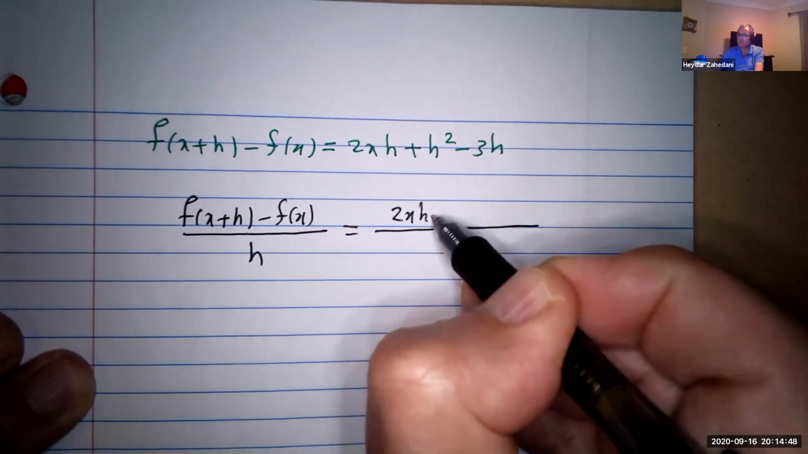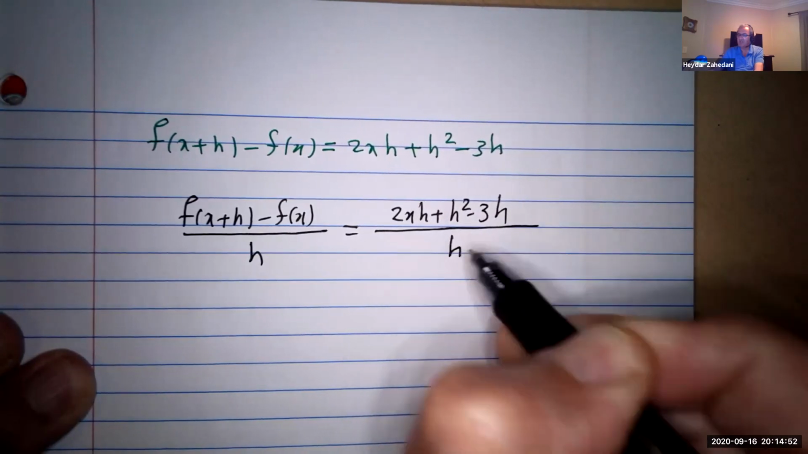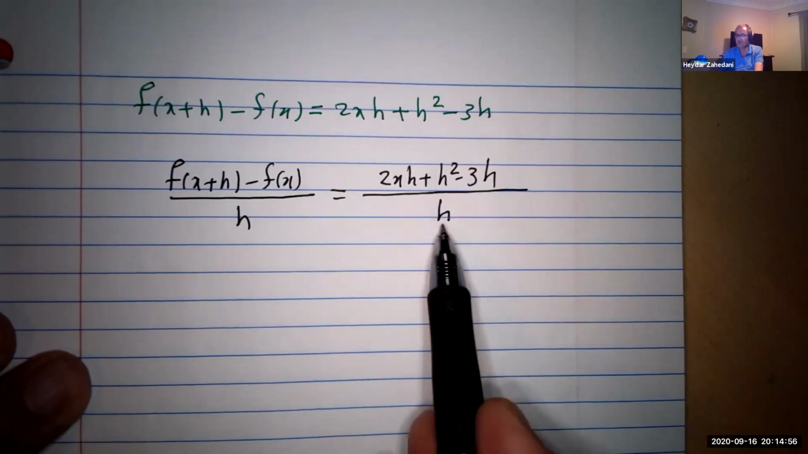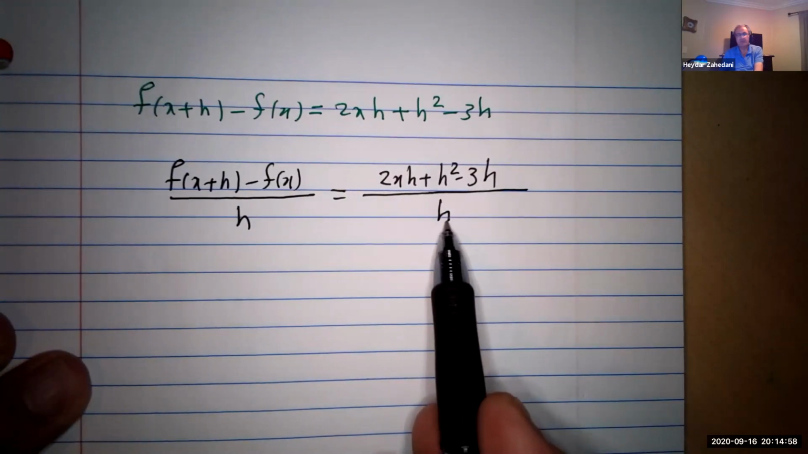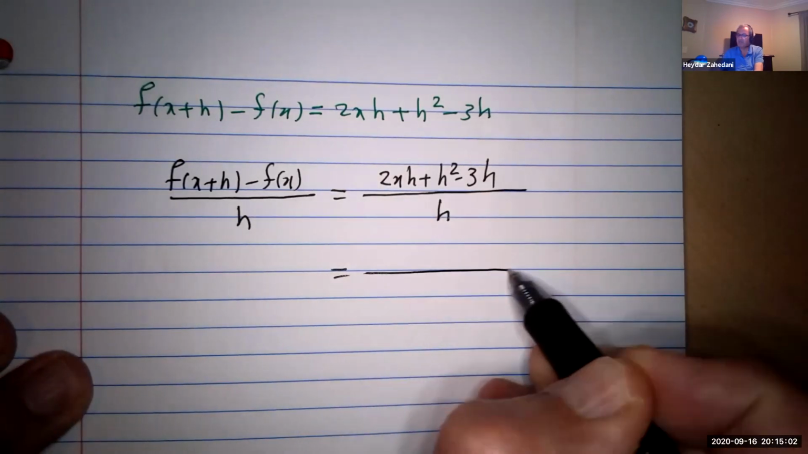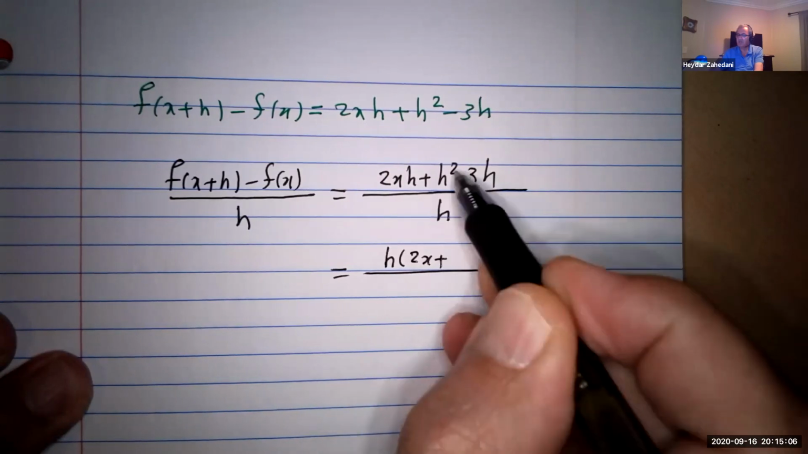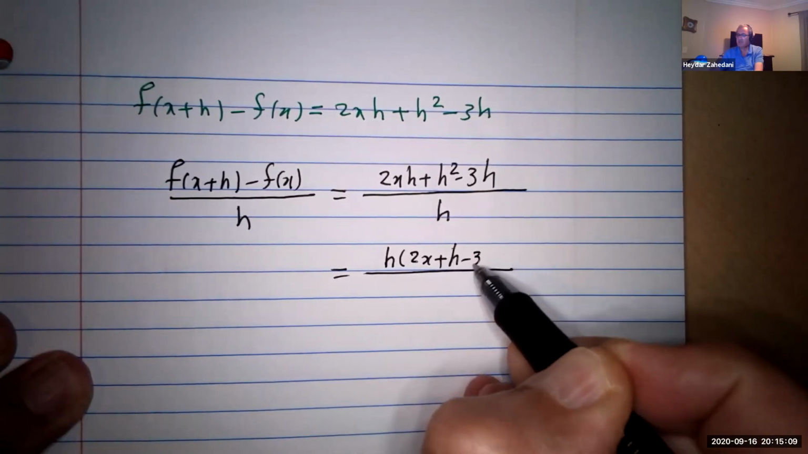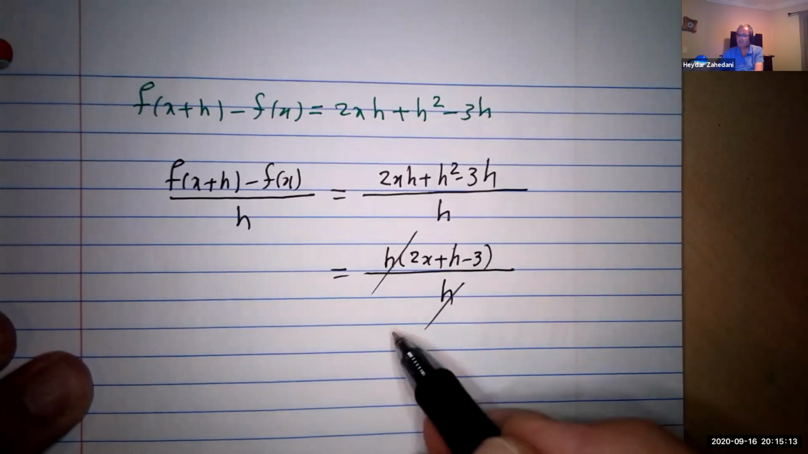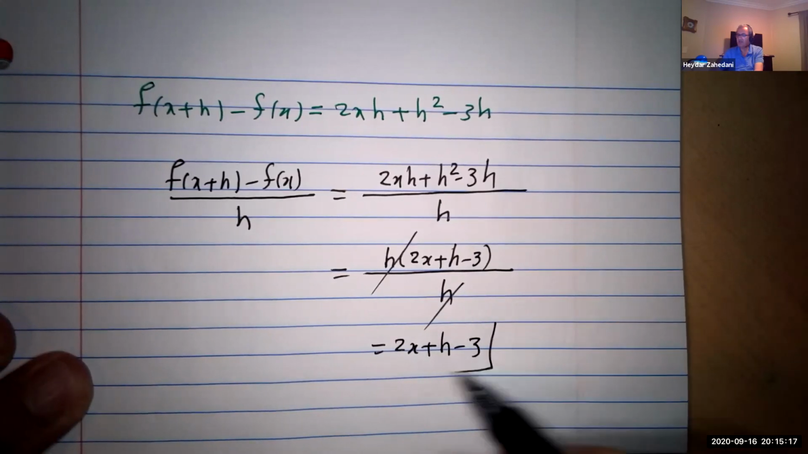It's 2xh plus h squared minus 3h over h. Remember, I told you, you should have a common factor, but the common factor this time is h, because the bottom is h, so pull out the h from the top and simplify. H out, that gives you h times 2x plus h minus 3, divided by h. These two will cancel out. You get 2x plus h minus 3, the final answer.